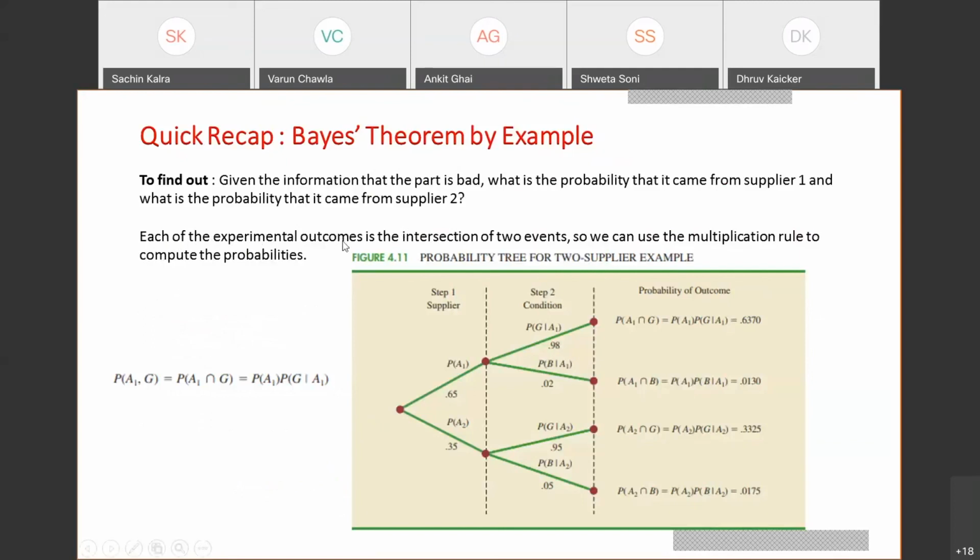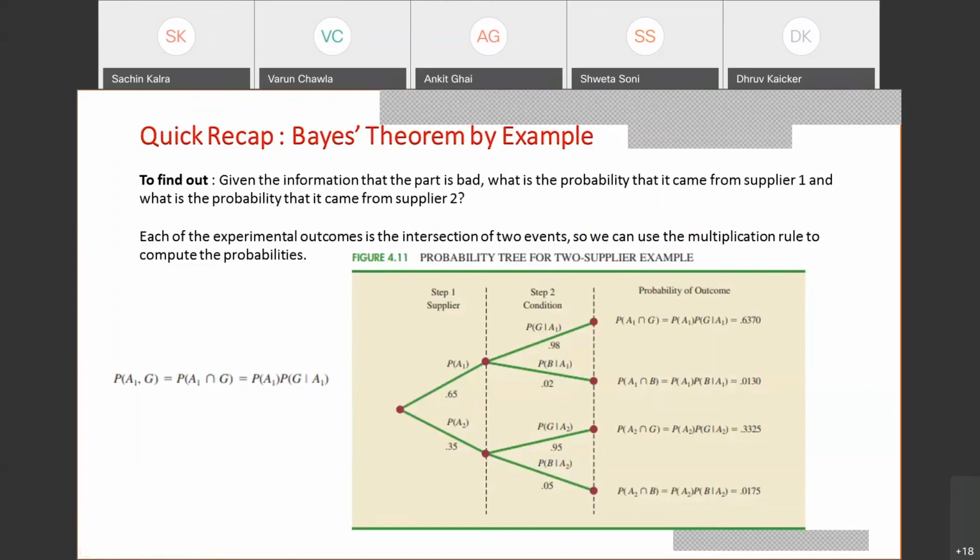Each of the experimental outcomes is an intersection of two events. Why? That part is good and the part is coming from a supplier. So there are two probabilities into play, right? That's why it's an intersection of two events, and we want to find the chances that these two events are going to occur together. That probability, part is bad and it came from supplier 1, right? So we have to calculate individual probabilities and apply a formula, and this formula application is simply Bayes' theorem.